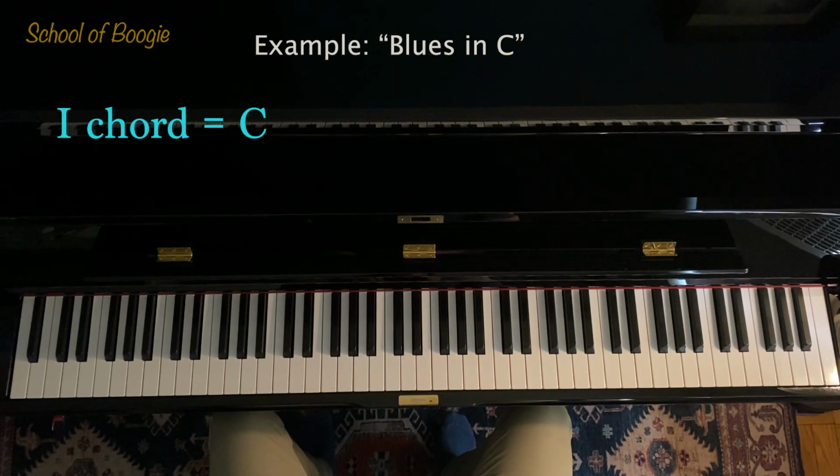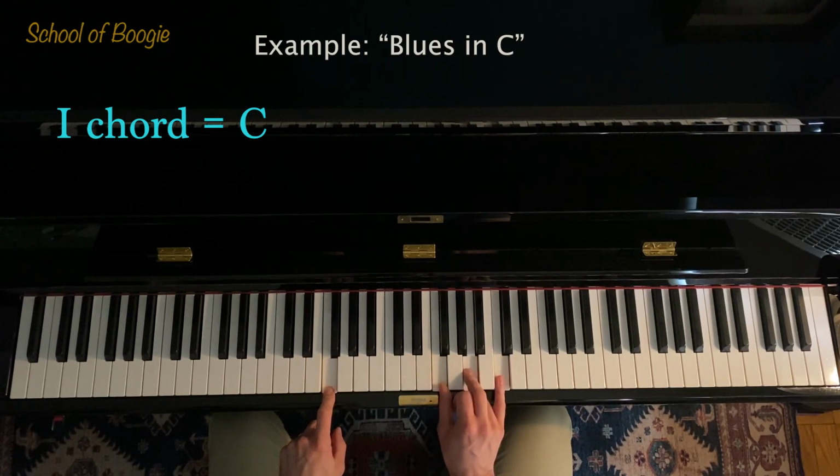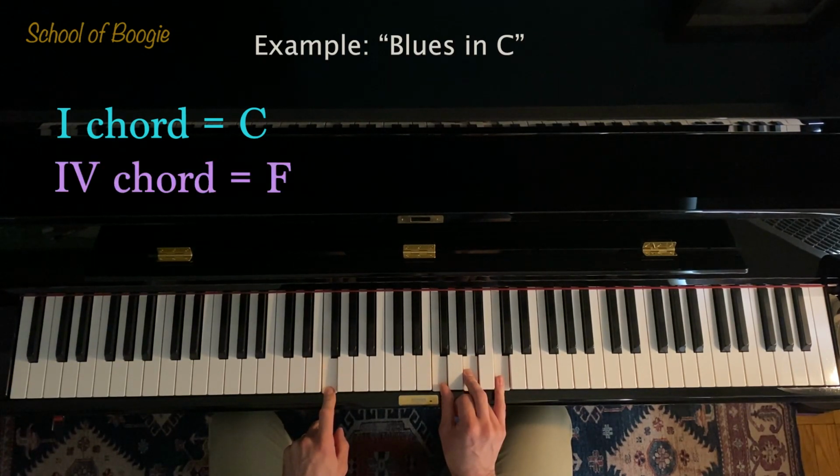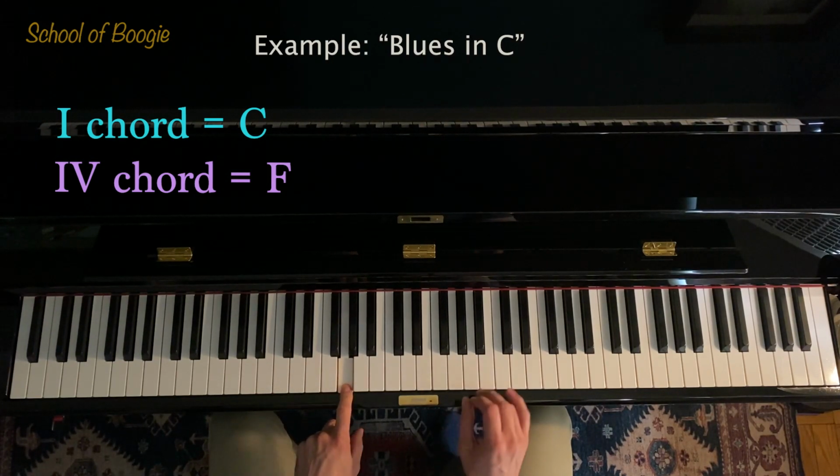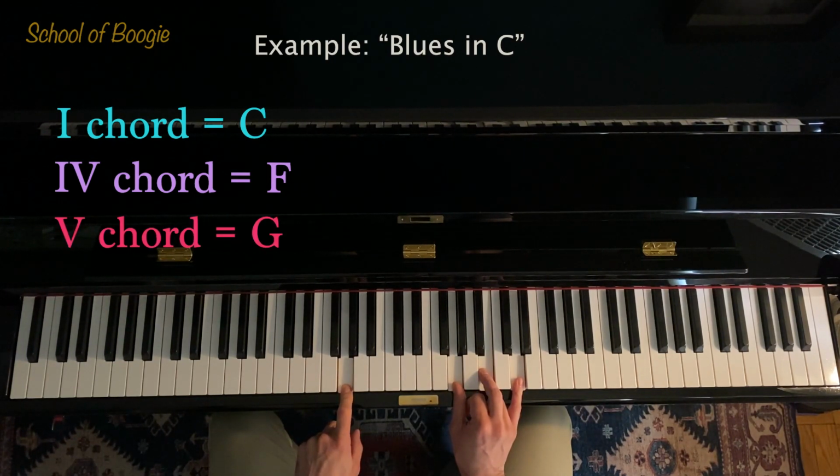The 4 chord, we're going to count up 4. 1, so you always start with 1, with this root. 1, 2, 3, 4. That's the 4 chord. The 5 chord, 1, 2, 3, 4, 5, is G.